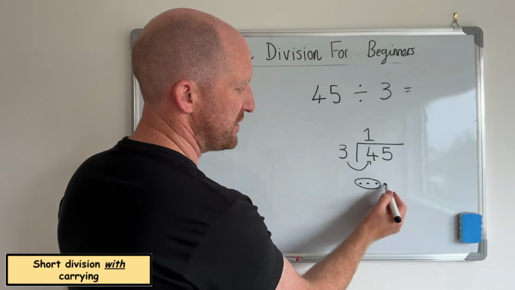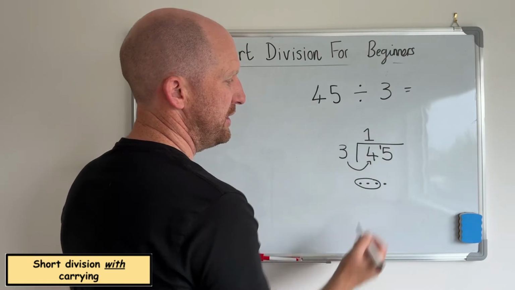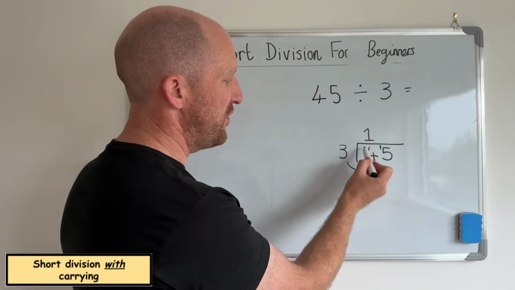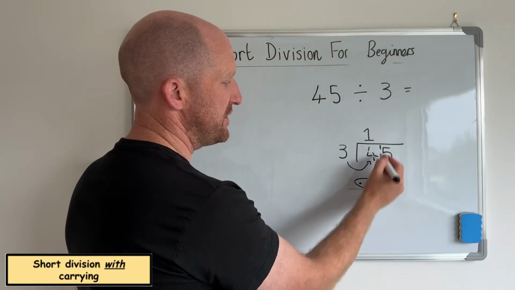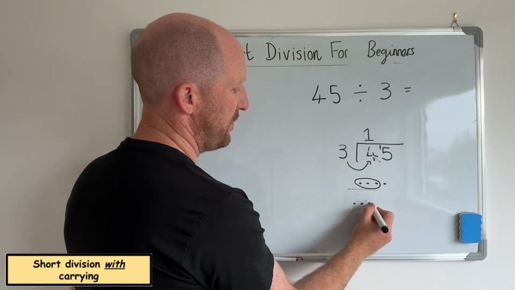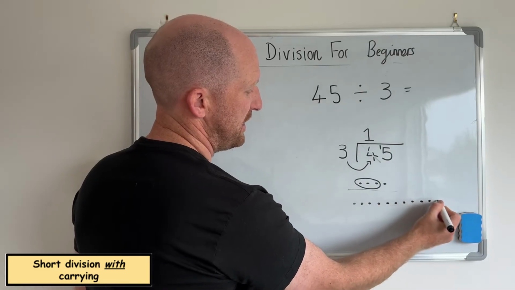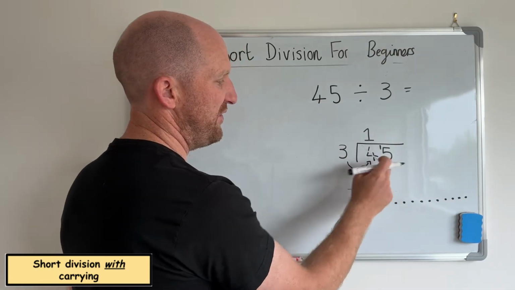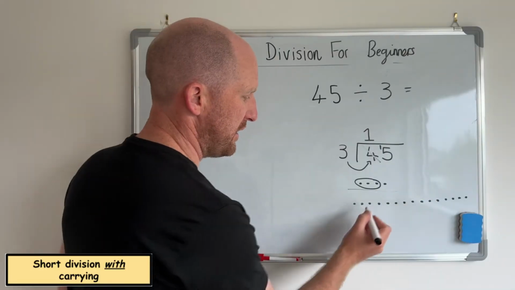What I'm going to do is take that 1 and add it to the next number. So this 5 now becomes 15. I've already dealt with the 4, and I've got 15 this time. So I've got 1, 2, 3, 4, 5, 6, 7, 8, 9, 10, 11, 12, 13, 14, 15. This time I've got 15. How many groups of 3 can I make?